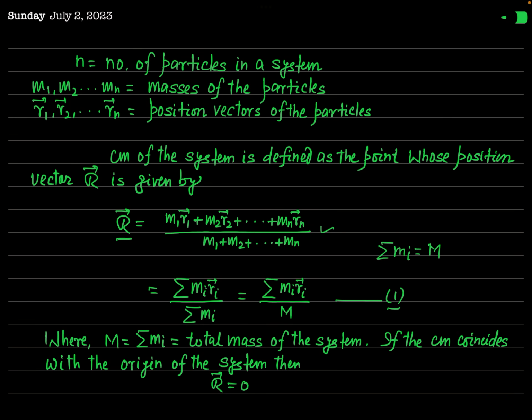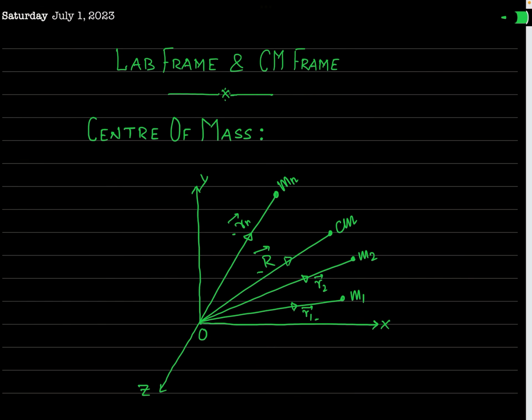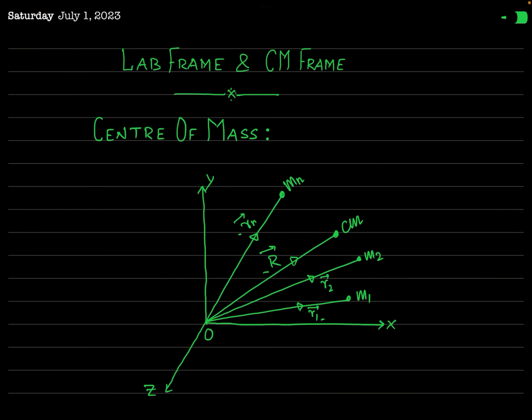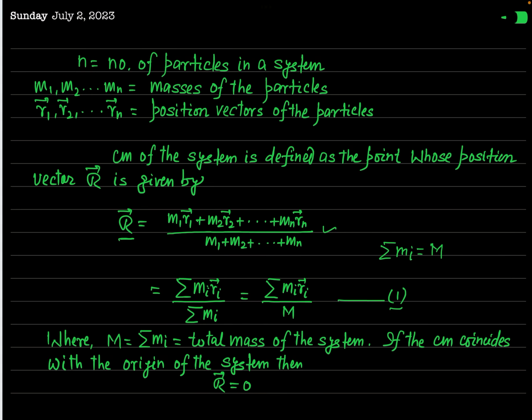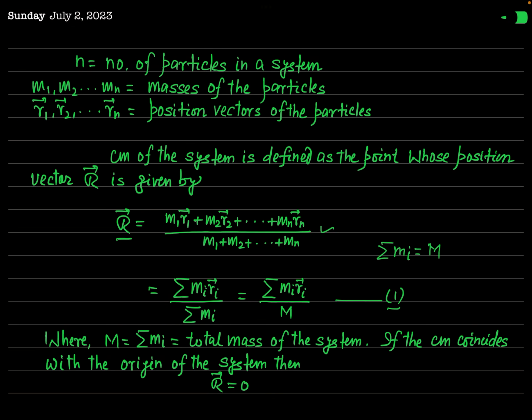Now if you consider that the origin of our coordinate system coincides with the center of mass, it means that this point, which is the center of mass of the system, is at the origin, or is treated like the origin. So in that coordinate system, the position vector of the center of mass will be what? That will be simply 0, because in that coordinate system CM is already at the origin. So the position vector of the origin with respect to the same origin will be 0.